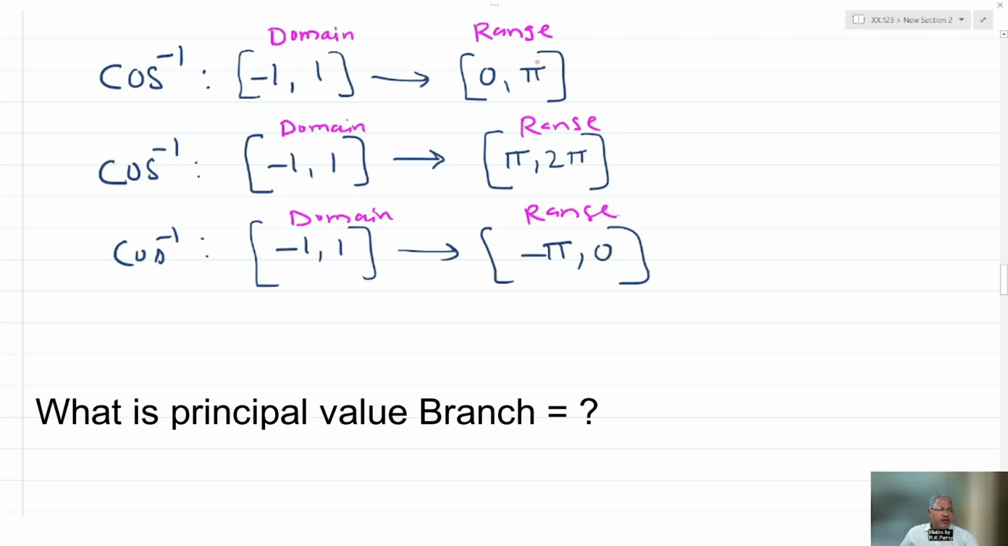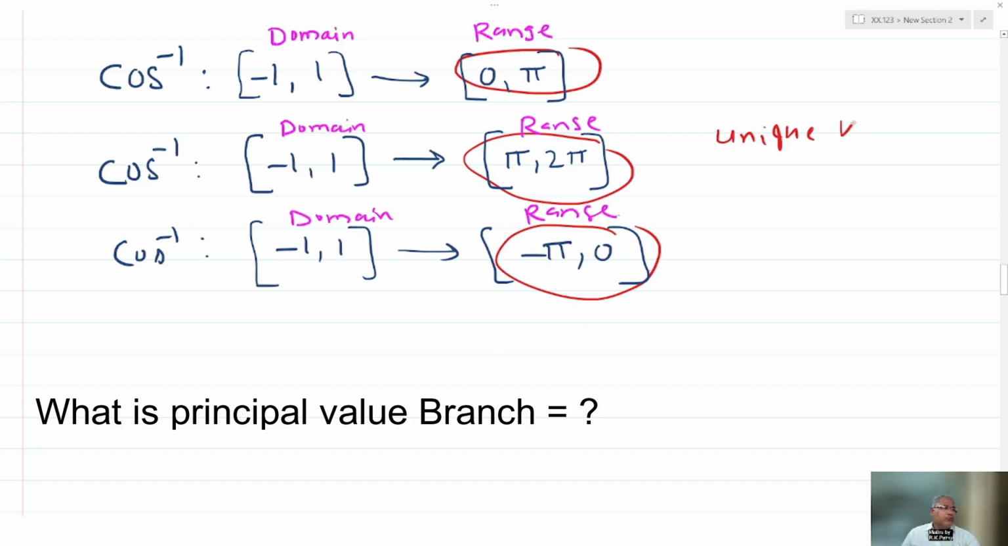So there are multiple values of the range. Out of these, we have to select one unique value. This is the first result, this is the second result, this is the third result. If you move further, you will find more results for the range. Out of so many range values, we need to select only one unique value.